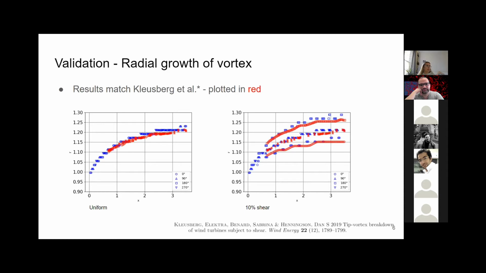So this is the radial growth of the vortex. On the left, you've got uniform flow, and the radial growth is the same the whole way around the vortex, which you would expect. And on the right, when we have shear, the radius increases along the bottom and it decreases along the top. So our results are in blue there, and theirs are in red.